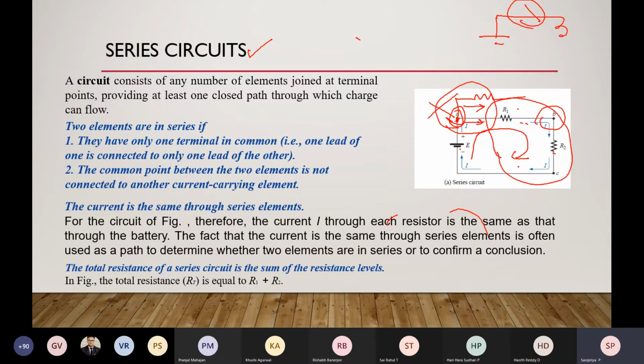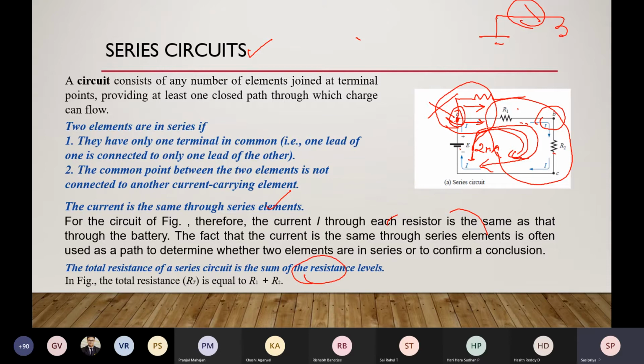I have so many resistors connected in series. Depending on the total resistance, the amount of current flow in the circuit is going to be determined. Suppose 2 amps or 2 milliamps is the current. Since this is the same loop, there is no point where the current is going to divide. So whatever the current is here, the same current is going to flow in this complete circuit. The current is the same in the series circuit, and the total resistance of the circuit is the sum of the resistances.